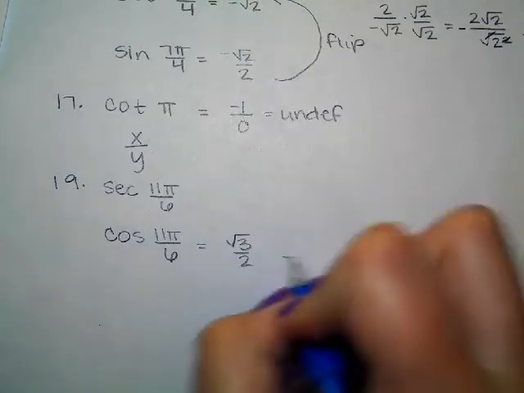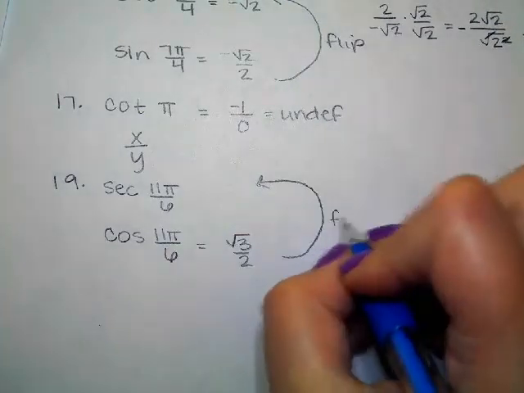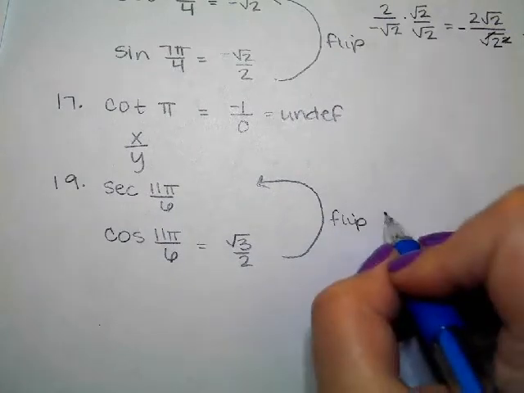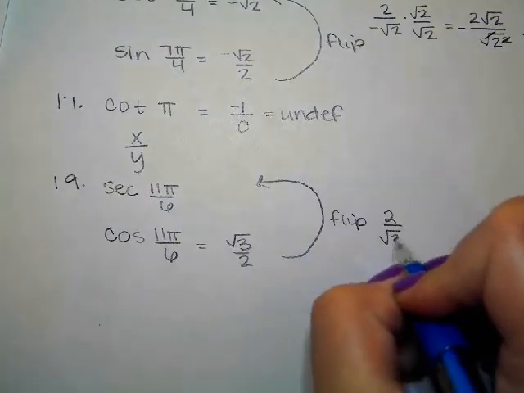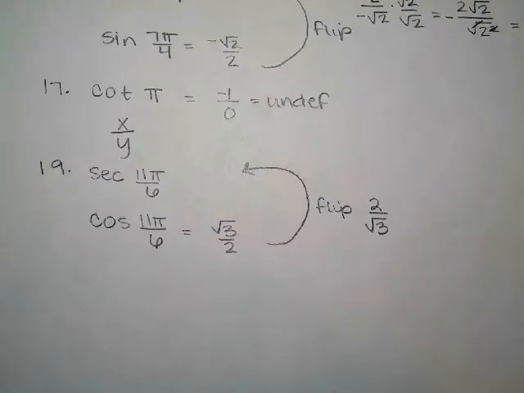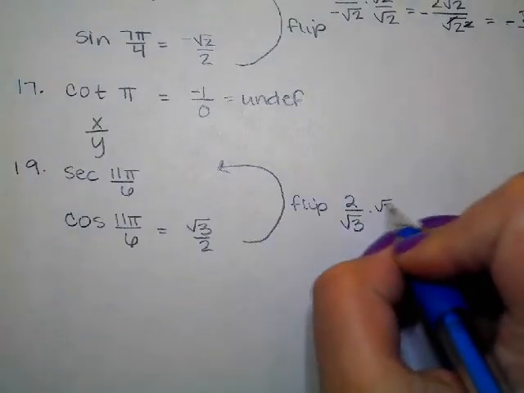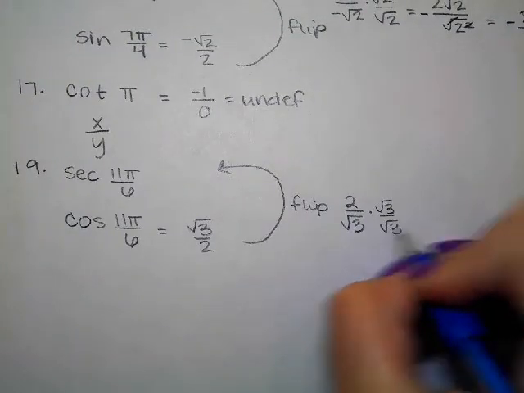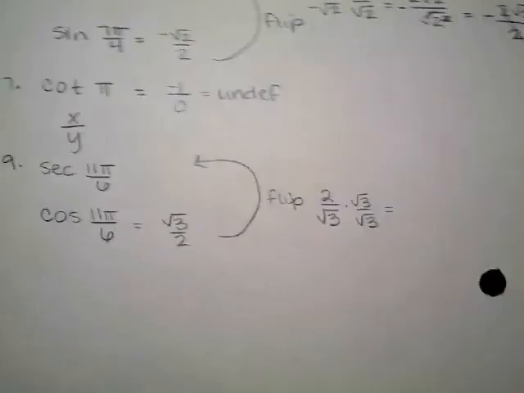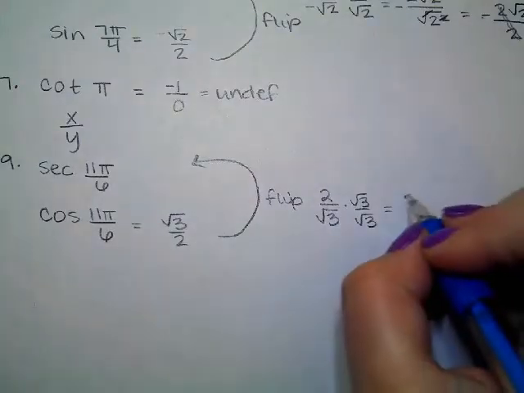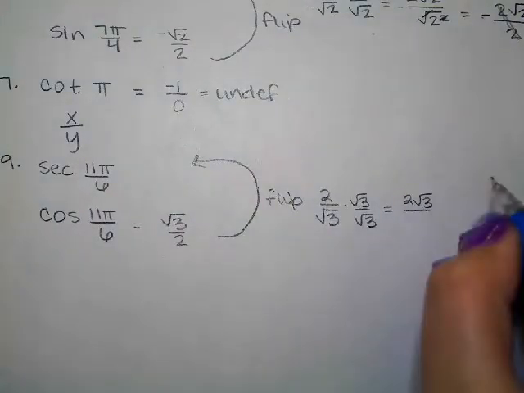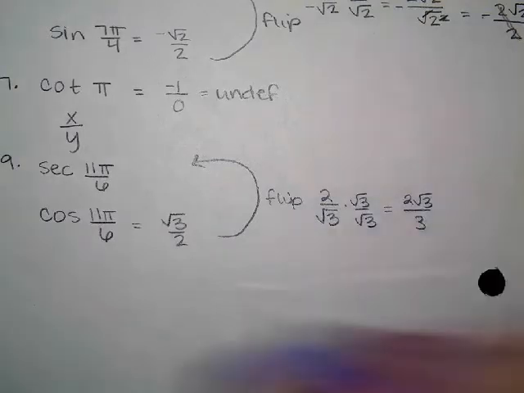I'm going to flip it. So that gives me 2 over √3. Is that answer proper? No. How do I fix it? Multiply by √3 over √3. And what do I get? 2√3 over 3. Perfect. And so that's my answer.